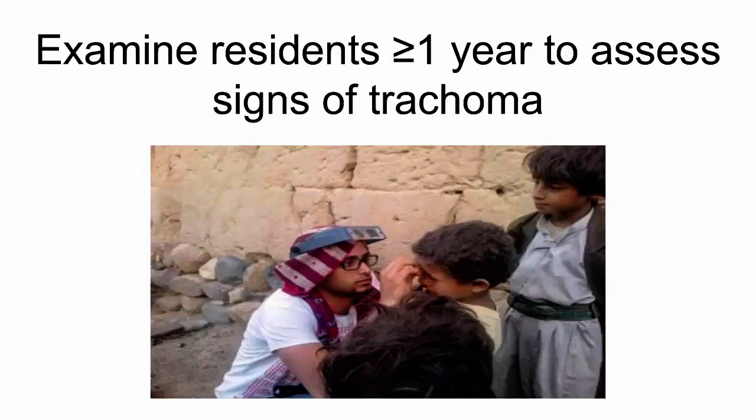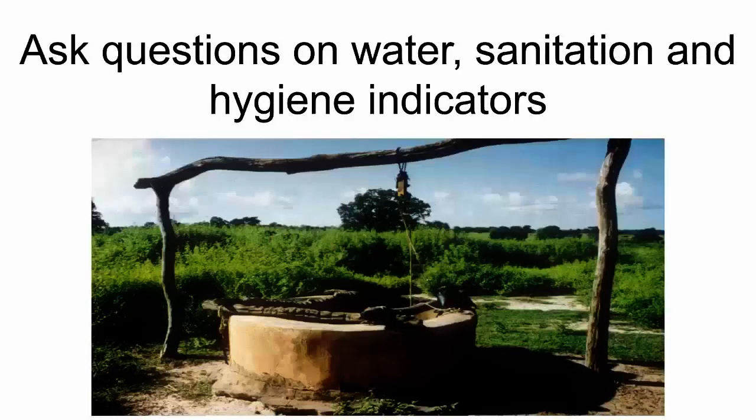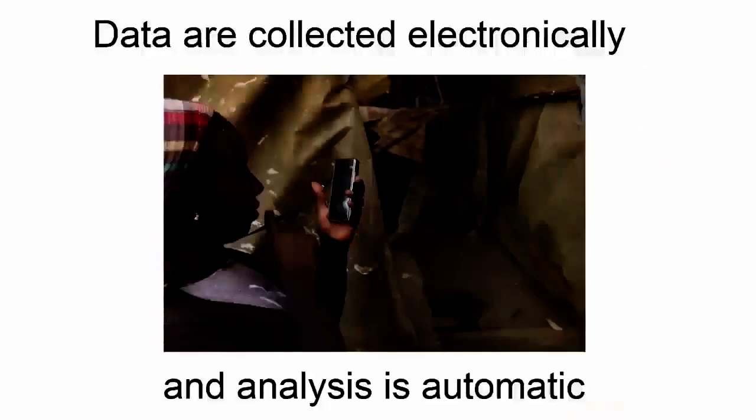So within the selected households, all residents aged over 1 year are examined to assess for the presence or absence of the signs of trachoma. And this examination is done using a simplified grading scheme. Questions are also asked about water, sanitation and hygiene indicators. And the data are collected electronically using a smartphone. And the analysis is automatic. So the results from the survey are available very, very quickly.